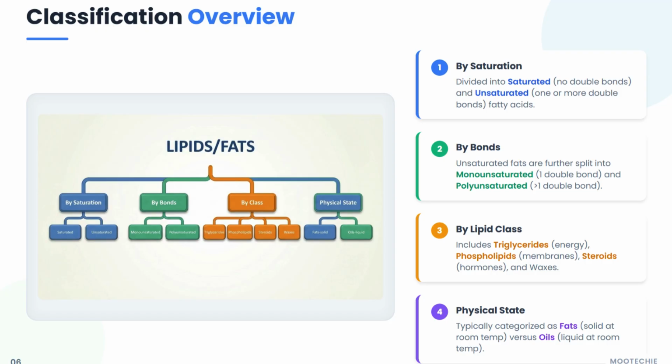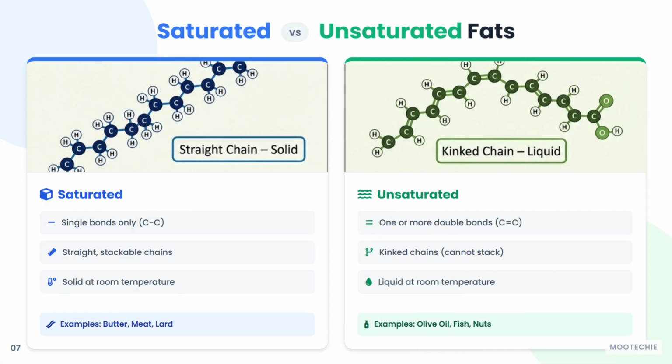Then we have the lipid class. This includes triglycerides, our main energy storage form, phospholipids, the builders of cell membranes, steroids like cholesterol and hormones, and protective waxes. And finally, by physical state. We often categorize them simply as fats, which are solid at room temperature, and oils, which are liquid at room temperature.